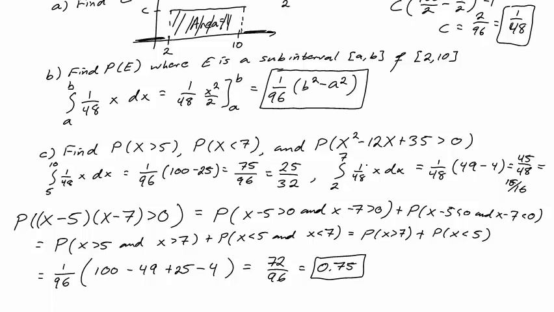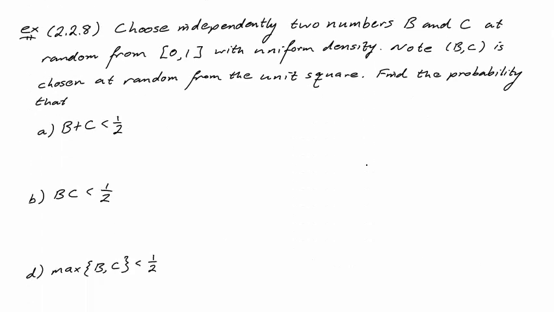Let's look at another example using some of the ideas from this section. This is 2.2.8. We want to choose independently two numbers b and c at random from the interval 0 to 1 with uniform density. So that's equivalent to choosing a point from the unit square at random. And we want to find these probabilities. So the first one, I want to find the probability that b plus c is less than 1/2.